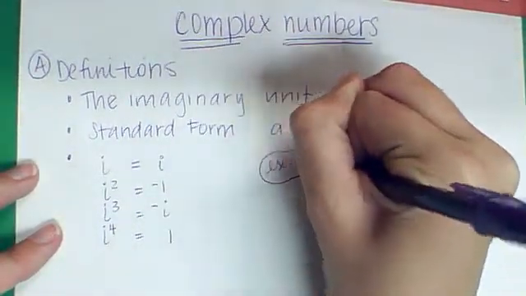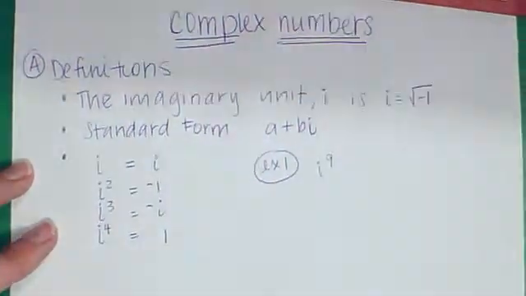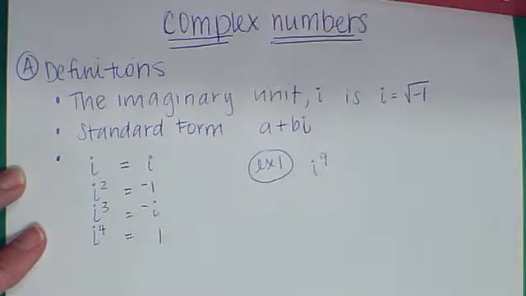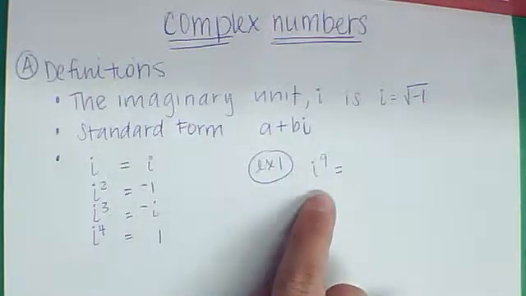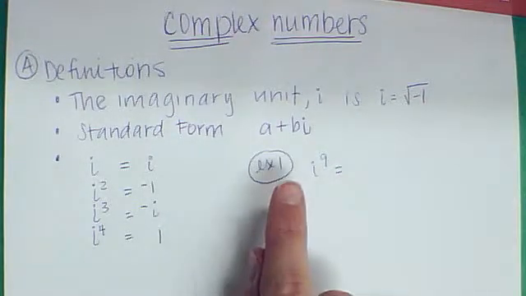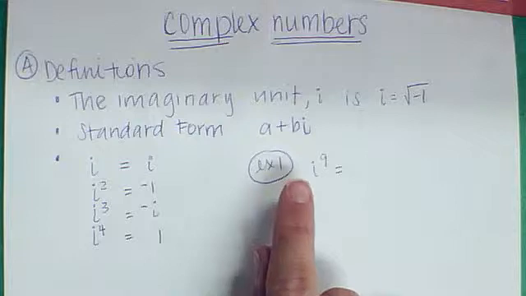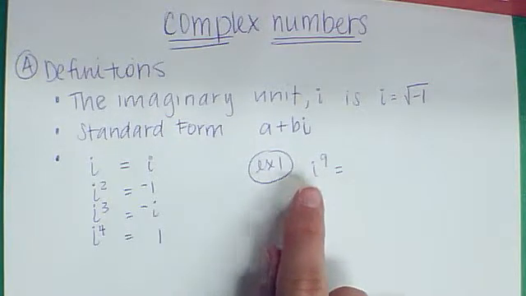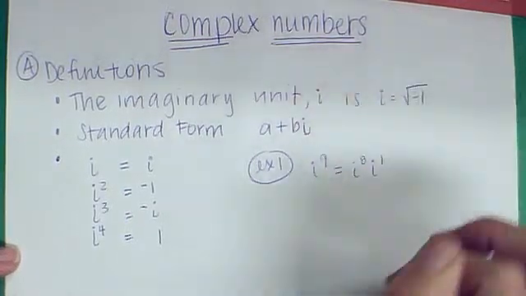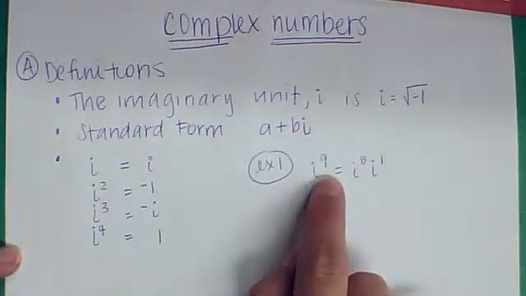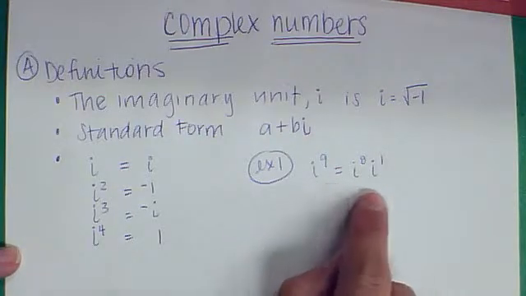Example number 1. What is I to the 9th power? The first thing I want to do here is figure out, are there any multiples of 4 within I to the 9th? Well, 4 does not go into 9 evenly, so let's take that down one exponent. Let's try I to the 8th. 8 is divisible by 4 2 times, although the number of times does not matter. So I can take out I to the 8th and multiply that times I to the 1st, because 8 plus 1 is 9. These two things are equivalent.